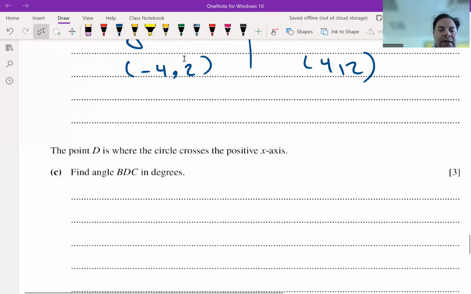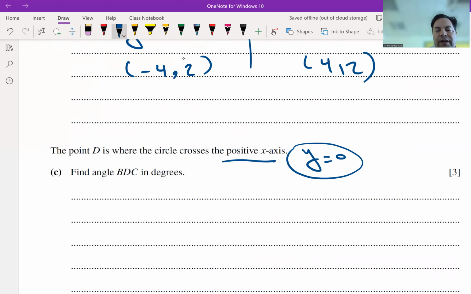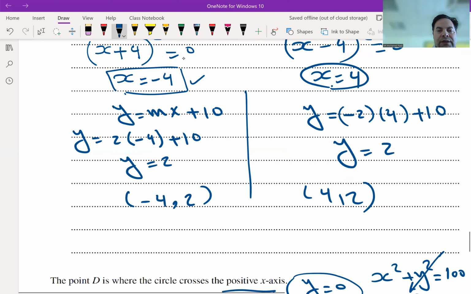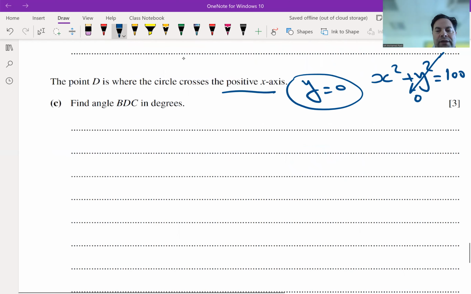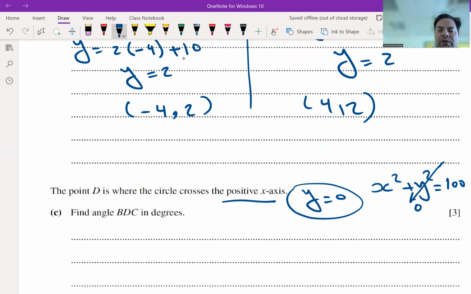Part C, the point D is where the circle crosses the positive x-axis. Crossing the positive x-axis means y is 0, so you can find x. X squared plus y squared is equal to 100. If y is 0, x squared equals the radius squared, and the radius is 10. By taking the square root, you can find the values.